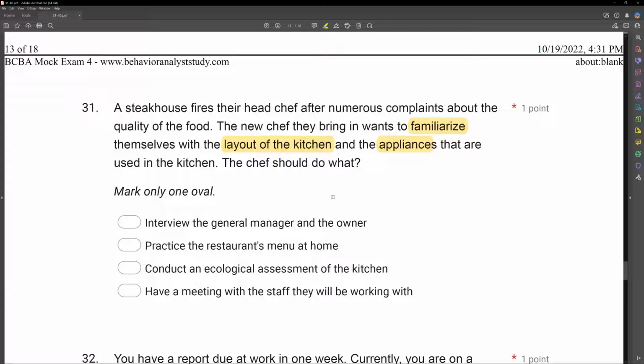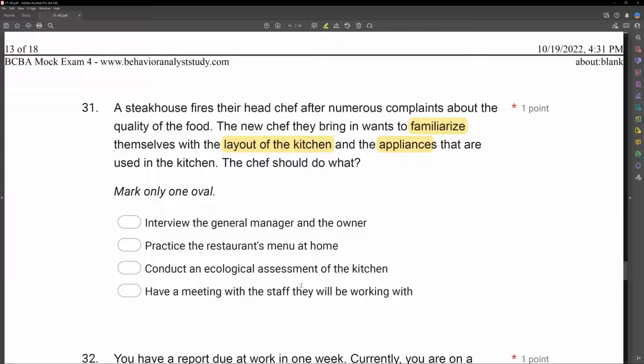B, practice the restaurant's menu at home. Practicing it at home is not going to help him with the appliances or the layout of the kitchen at work. C, conduct an ecological assessment of the kitchen. Yes, an ecological assessment, looking at the environment, assessing the environment. That's what the chef needs to do.